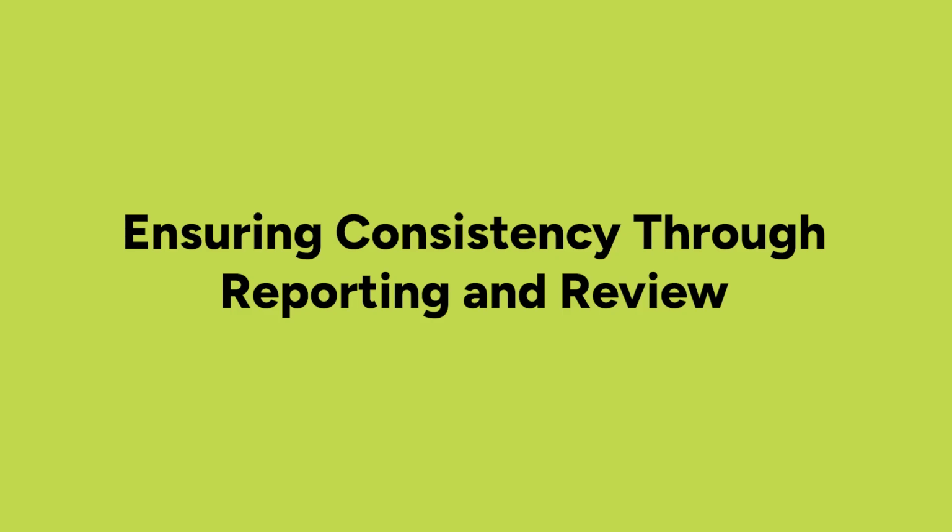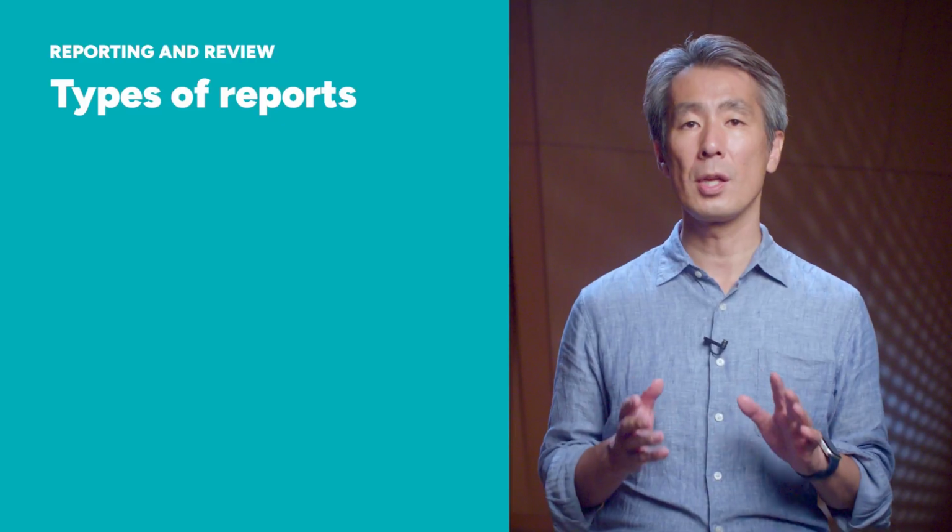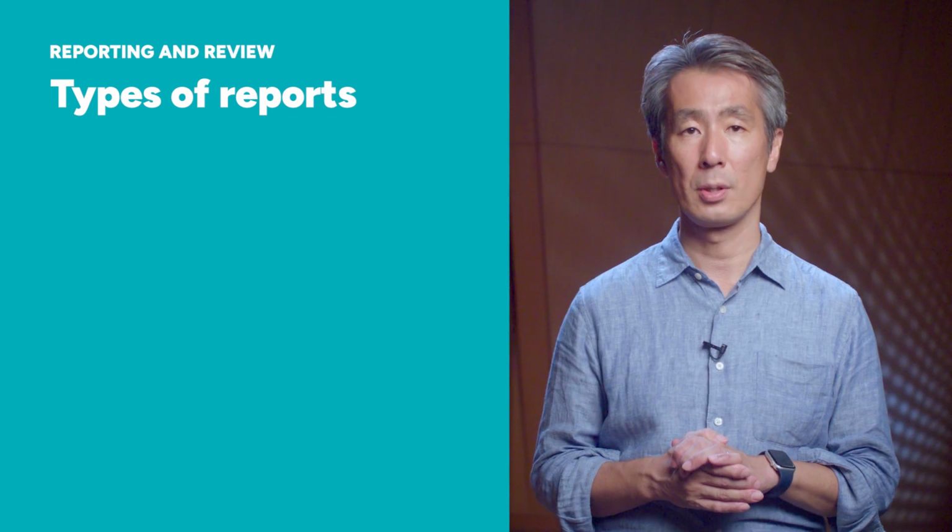Ensuring consistency through reporting and review. Transparency is critical to building trust and ensuring integrity in cooperative approaches. Countries must report on their engagement under Article 6.2 to show that they are following the guidance. There are three main types of reports.